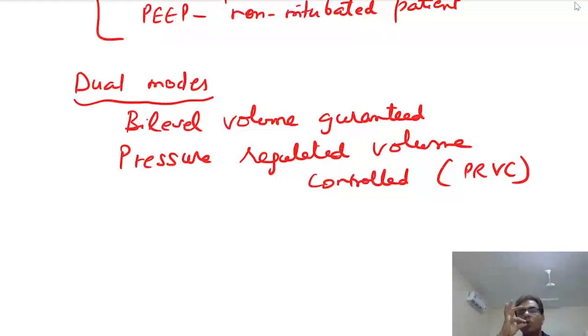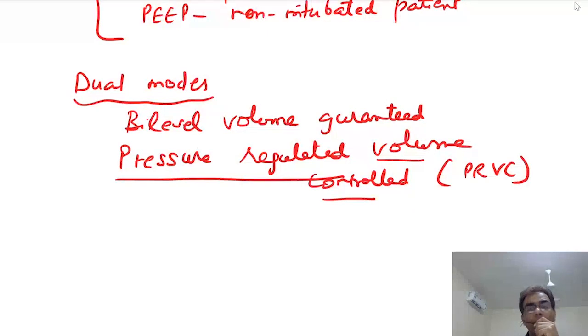You set two levels of pressure. Say I set a lower level of pressure of 5 and an upper level of pressure of 20. The airway pressure will never fall below 5, meaning gas exchange will take place even during expiration. Upper pressure 20 means at the time of delivery of the tidal volume, airway pressure will not go above 20, and that will prevent barotrauma. In between these two pressures, whatever volume I have set will be guaranteed to be delivered. Volume guaranteed, volume controlled. So pressure you have regulated, both lower and upper, and volume you have controlled. Volume is guaranteed, avoiding the risk of hypoventilation.